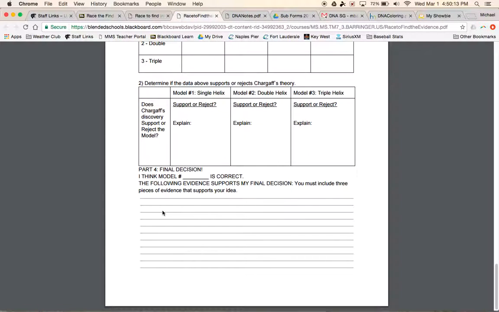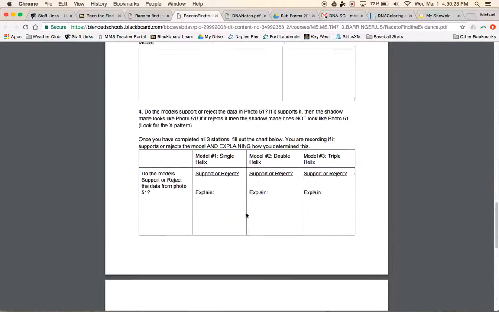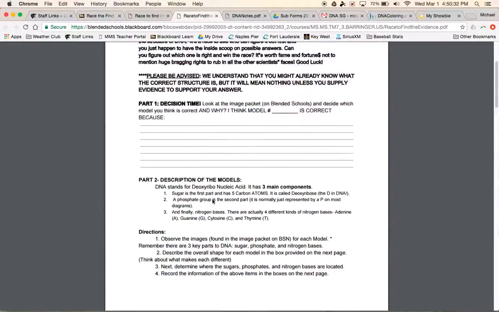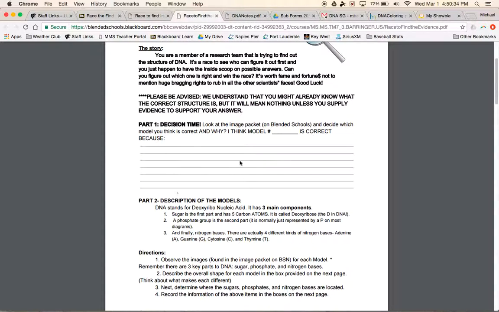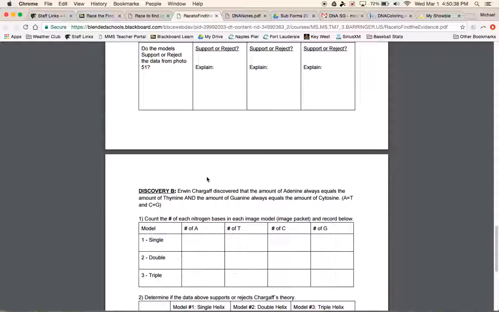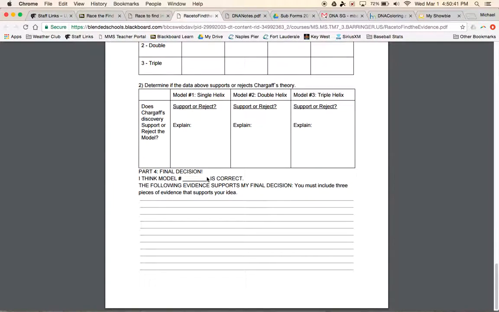And then in the end, you need to write very briefly, you think model number blank is correct, and you need to state that here and include 3 pieces of evidence to support your idea of that model being correct. So go back to the different scientists, go back to the original that we did with the image that we looked at. Okay, so use those pieces of evidence to support your decision on what you're doing.